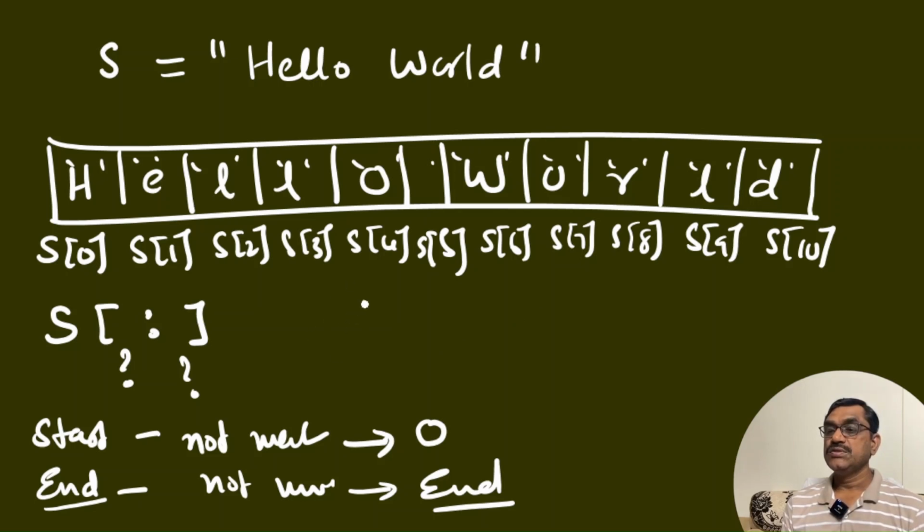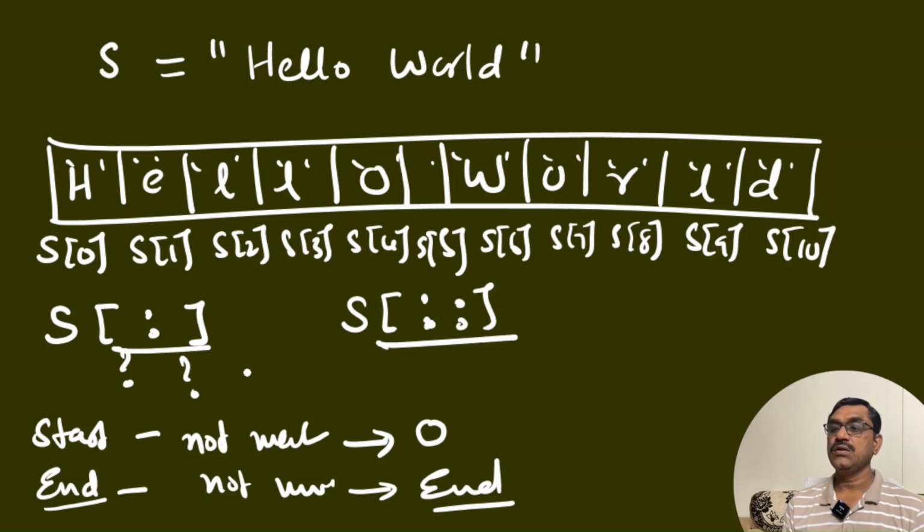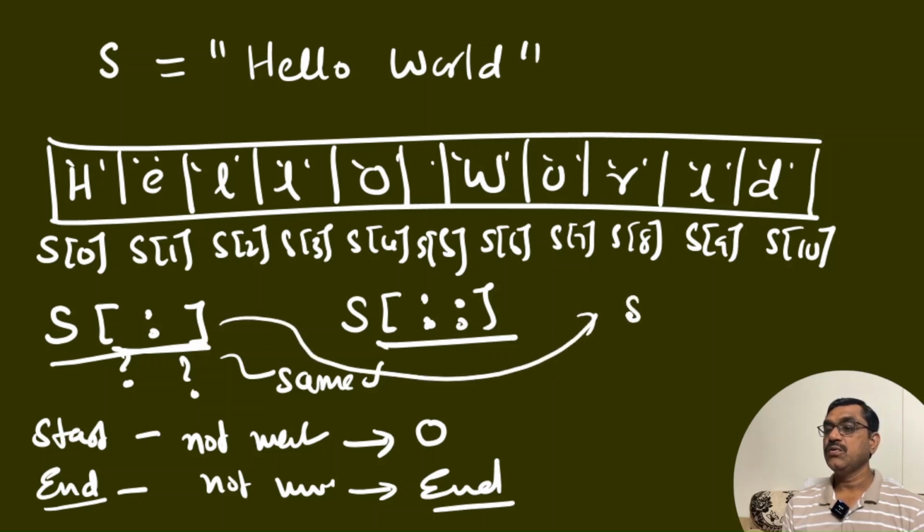Now, same thing I'm going to mention here is I'm writing just 2 colons. What's the meaning of this? Writing 2 colons and writing 1 colon is same. Why same? See here, when you say S of single colon is same as S of single colon and another colon.